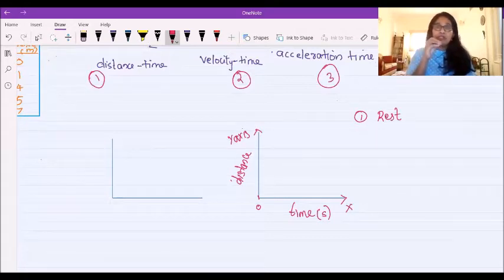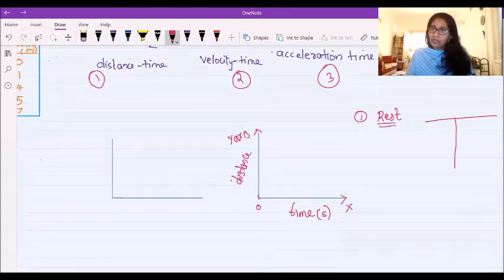When the object is at rest, what will be the nature of the graph? What kind of a graph will you get as a distance time graph? What we mean is, will you get a straight line graph, a curved graph, a parabolic graph, something like that. Okay, so rest. What do you mean by rest? An object is not moving.